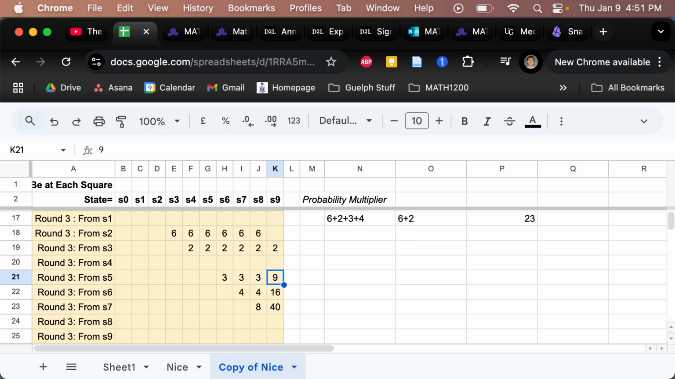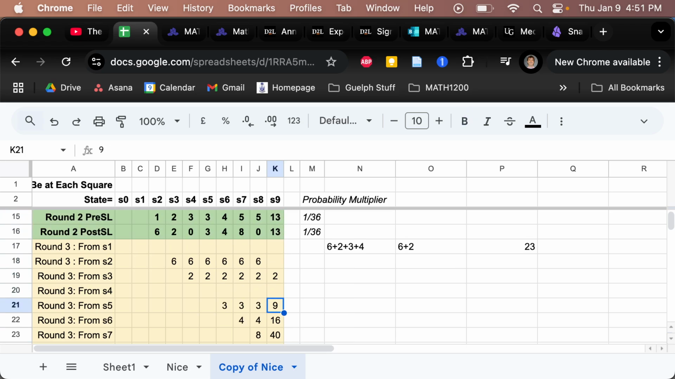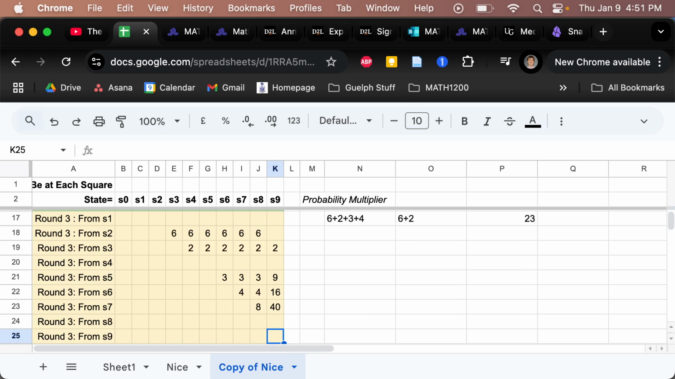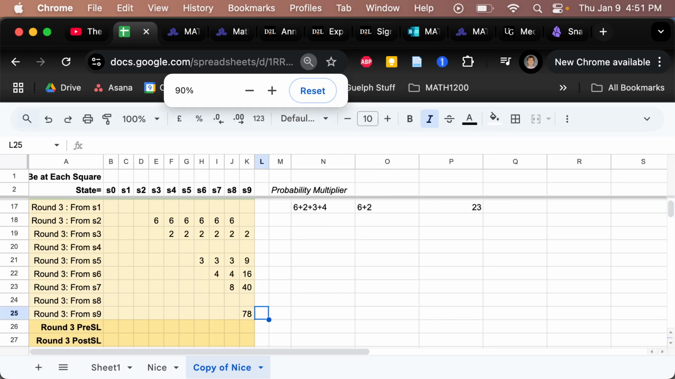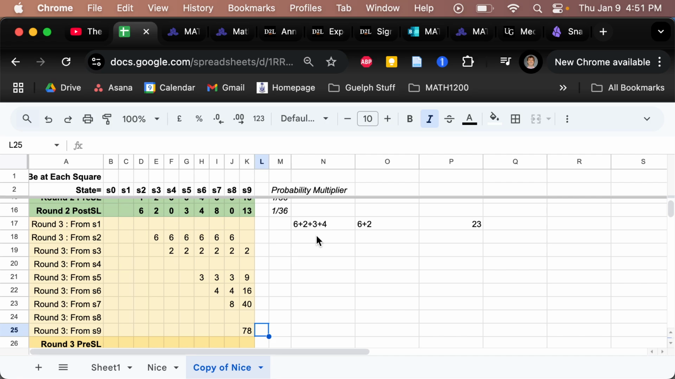If you're on square 9, then there were 13 ways to be at square 9, and you're still at square 9. It's tempting to put 13, but you've got to put 13 times 6, because you can roll anything on the dice. Okay, 6 times 13 is 78. Okay. So there's my thing for round 2, sort of repeating the operations.